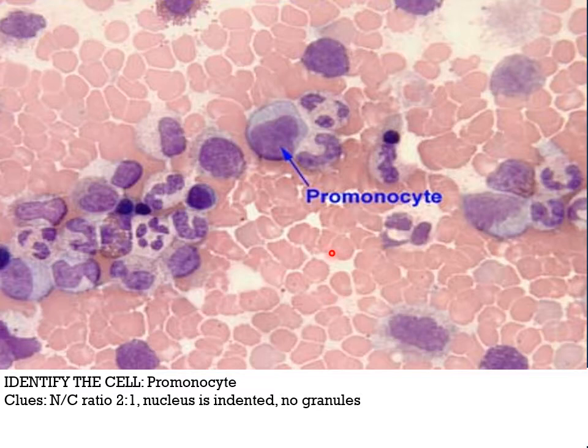Then next, promonocyte. And dito sa stage na to, very indented na yung ating nucleus. And nasasakop na ng cytoplasm yung kanyang cellular area. Okay? So, hindi na masyadong scanty. And still, wala tayong granules for this.